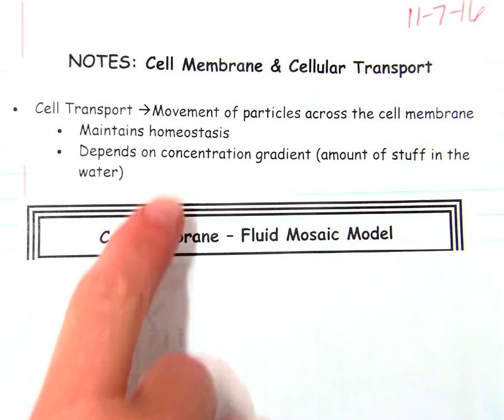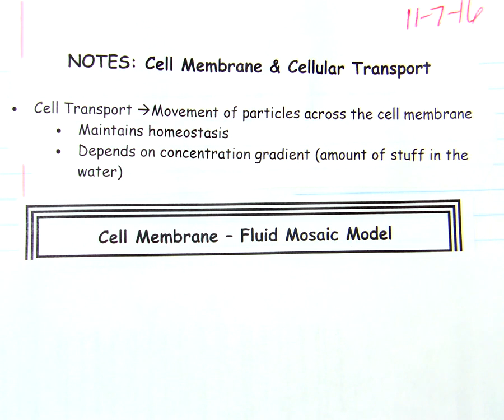And the type of transport we're going to have depends on what's called the concentration gradient, which is the amount of stuff in the water or the liquid that's surrounding the cell.